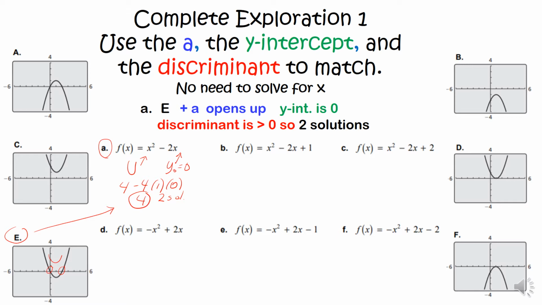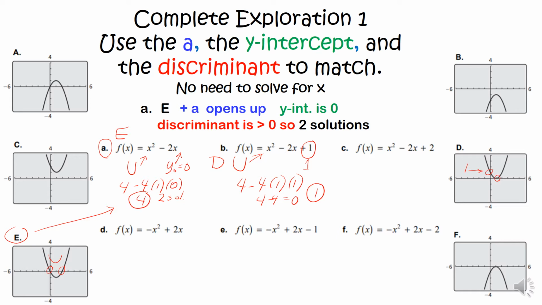So for B, we have a is 1, so that's a happy face graph. Our y-intercept is 1, and if I do the discriminant, I get 4 minus 4 times 1 times 1, and that is 4 minus 4 equals 0. So this one has 1 solution. So now you're going to find the graph that goes to that one, and that is D. So we're going to put a D here. This is E. So D has 1 solution. It has a y-intercept of 1, and it's a happy face graph.